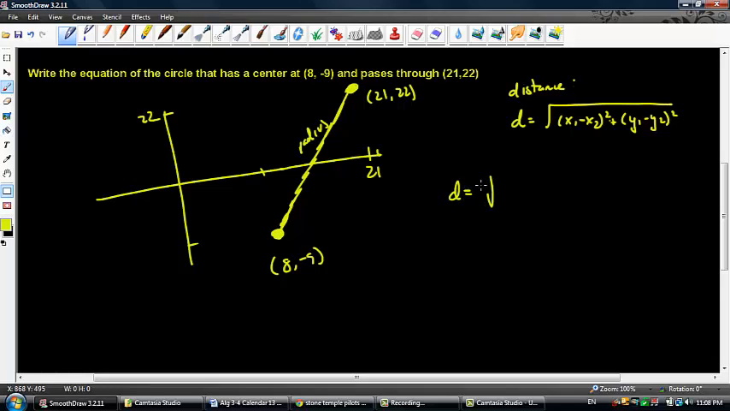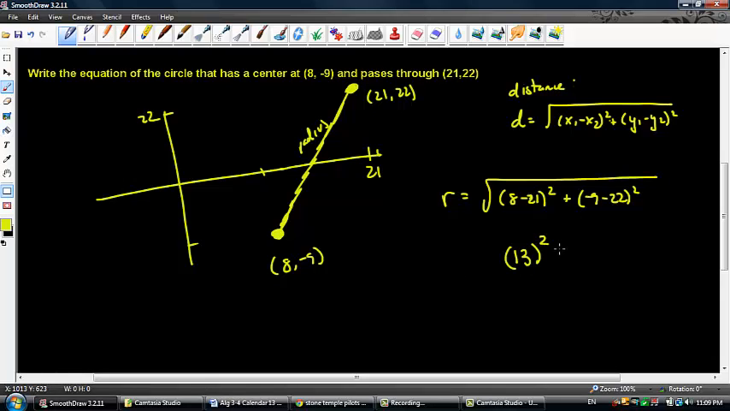So d equals, or actually I should say r equals, right? Because we're trying to find the radius. r equals the square root of (8 minus 21) quantity squared plus (negative 9 minus 22) quantity squared. So 8 minus 21 is negative 13, and let's not forget that's being squared. Plus negative 9 minus 22 more. That's a big number. Negative 31 quantity squared. This is 169 plus 31 squared, which is 961. If I combine that together, I end up with a radius of the square root of 1130.